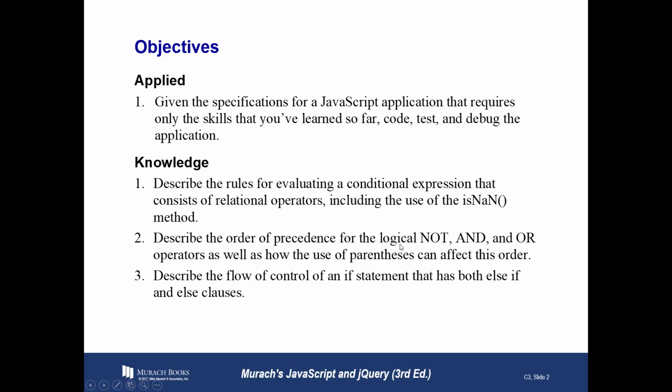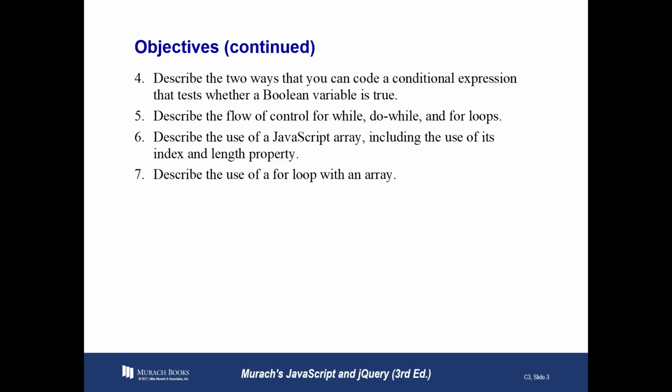As it says, we're going to describe rules for evaluating conditional expressions, talk about logical not, and, or, describe the flow of control in an if statement, and describe two ways that you can code a conditional expression. Then we'll describe the three kinds of loops in JavaScript, those being while loops, do while loops, and for loops, and get into talking about JavaScript arrays and how you can work with them.